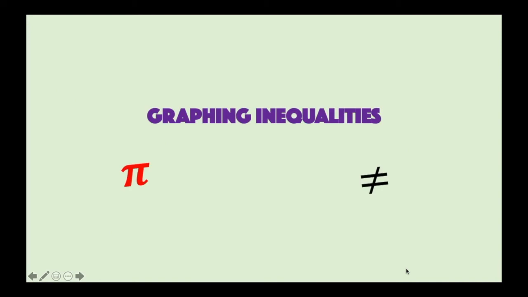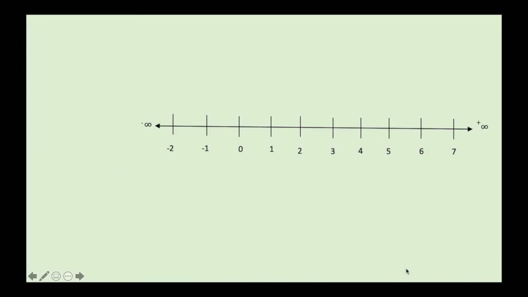Another thing we would like to discuss is how to graph inequalities. Let's say we have an expression, x is less than negative 1, and we would like to represent this on a number line. We start by identifying negative 1 on the number line, and then put a small circle above it. Then we draw an arrow to the left indicating that x is less than negative 1.